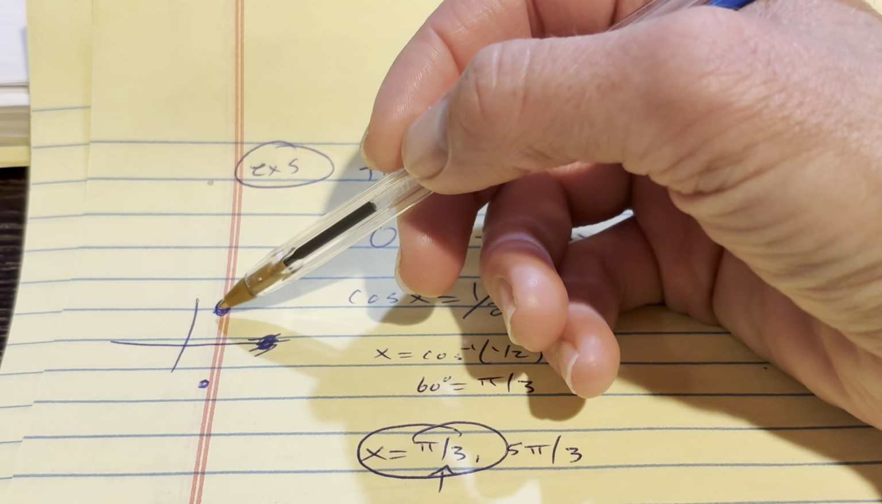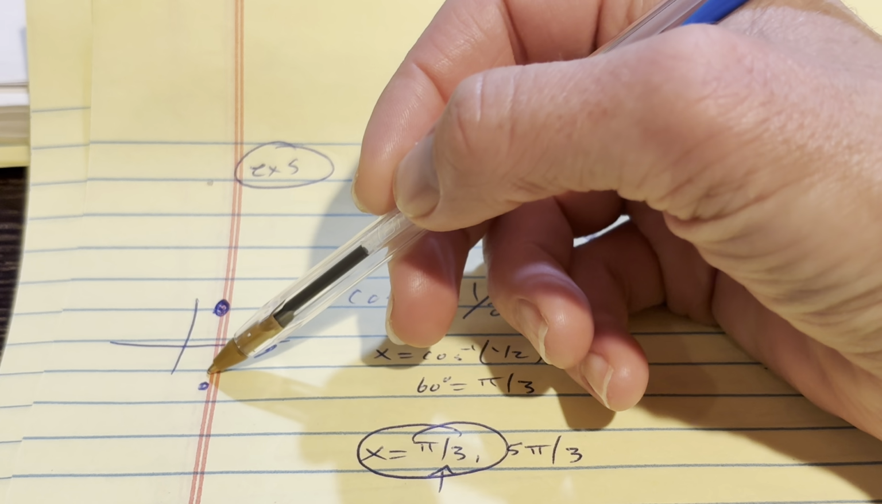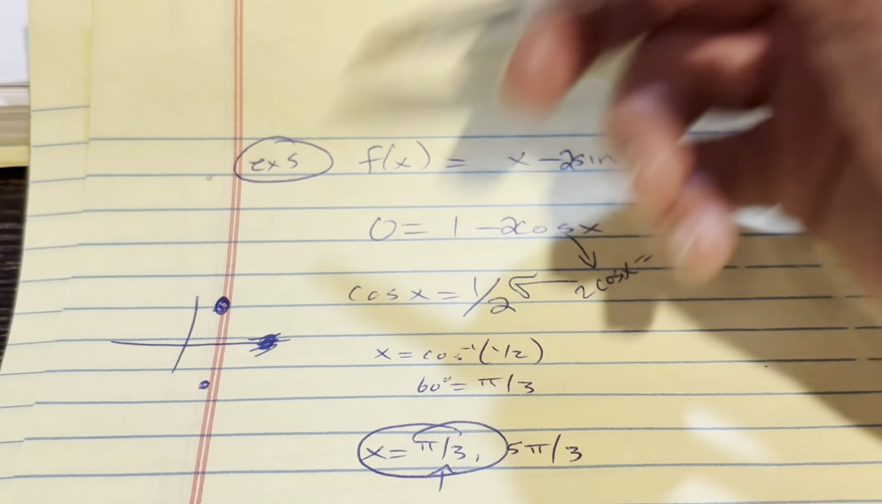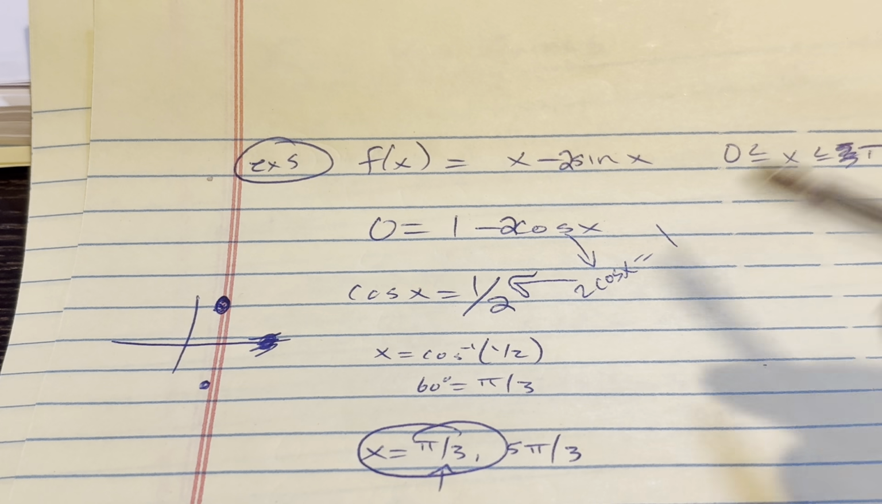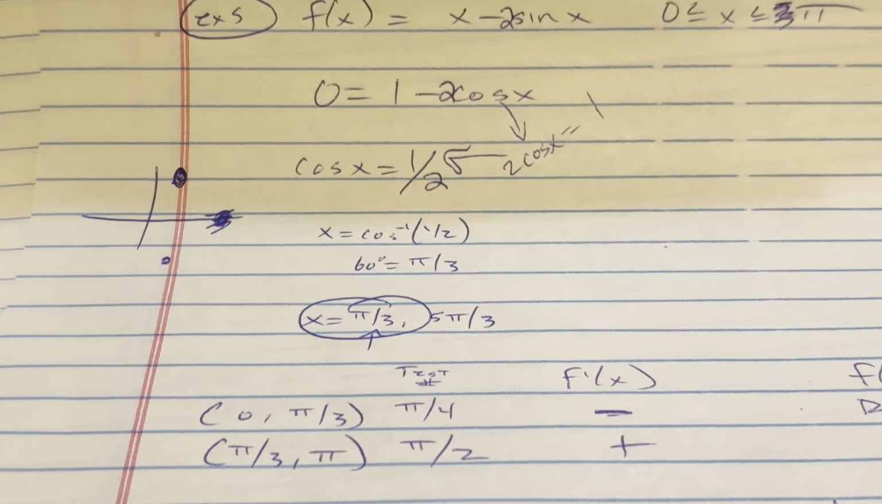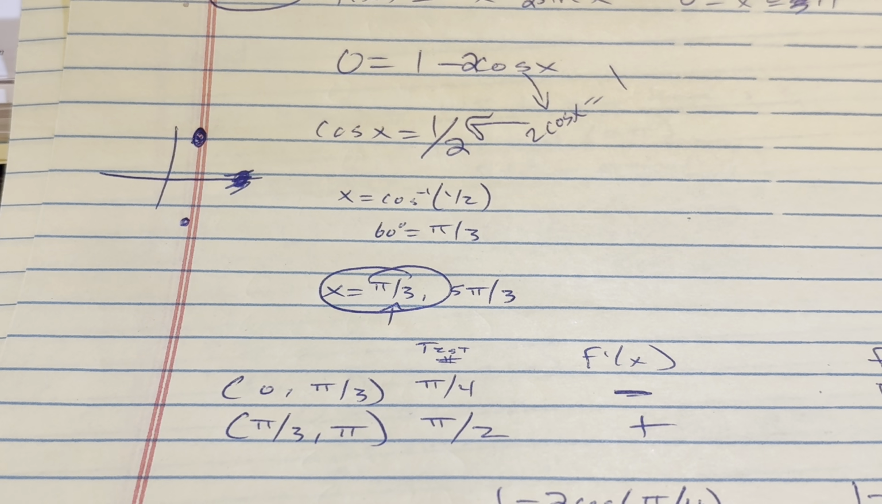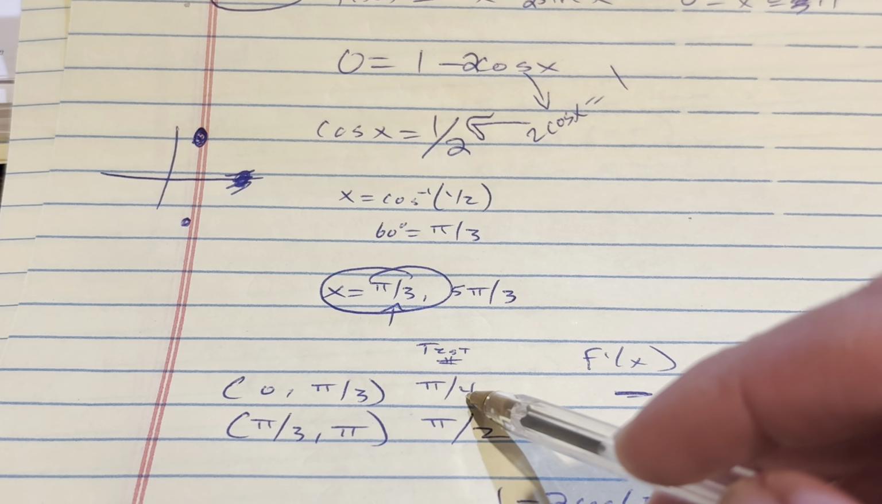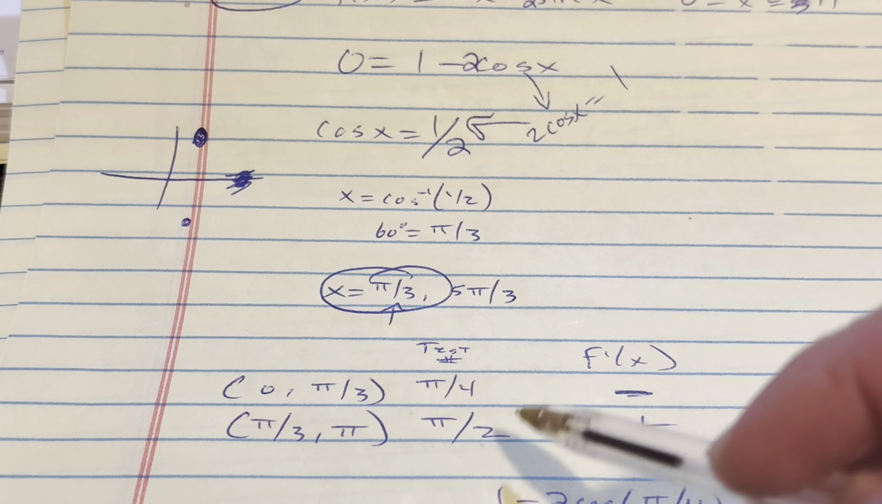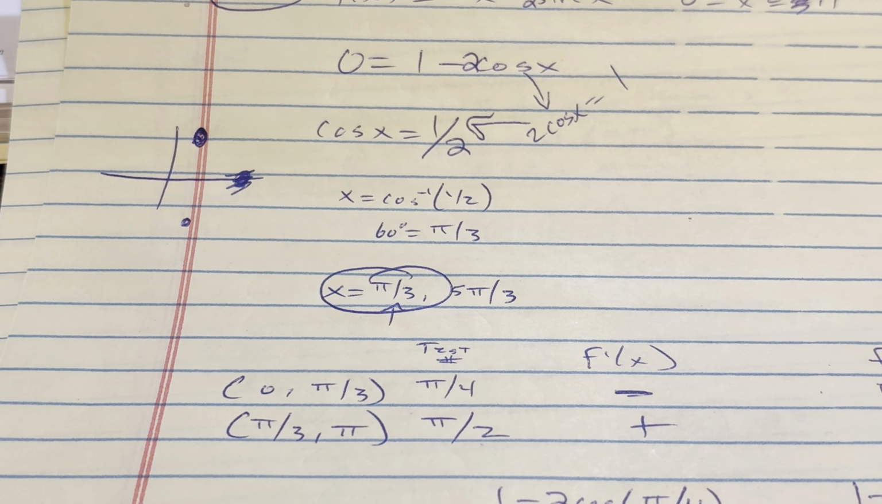It's in the pi thirds family, and cosine is positive in the first and the fourth quadrant. So pi thirds, 5 pi thirds. But I'm looking at 0 to pi, so it's only going to be pi thirds. That is my critical number here. So I'm looking at 0 to pi thirds, and pi thirds to pi. It's a good test number. How about pi over 2? Pi over 2 is great because cosine of pi over 2 is 0.